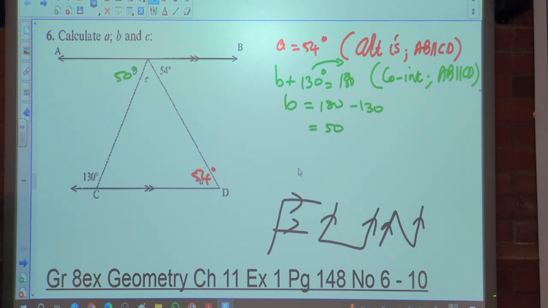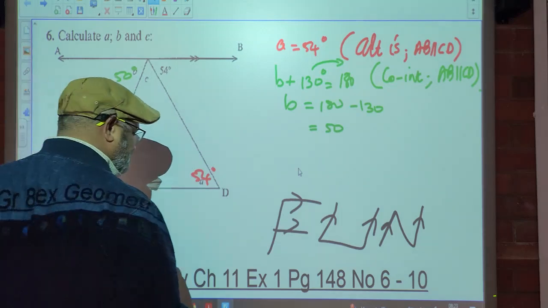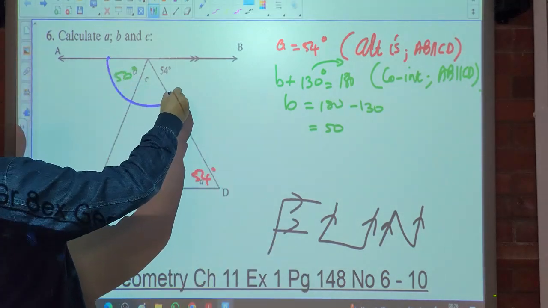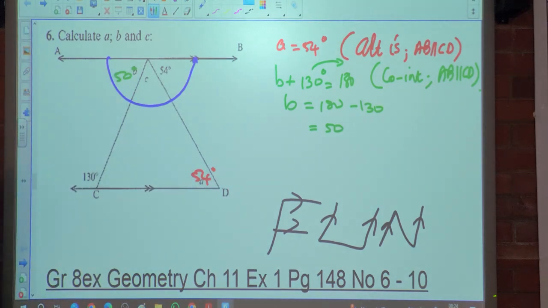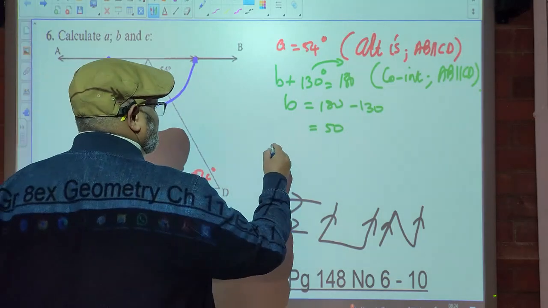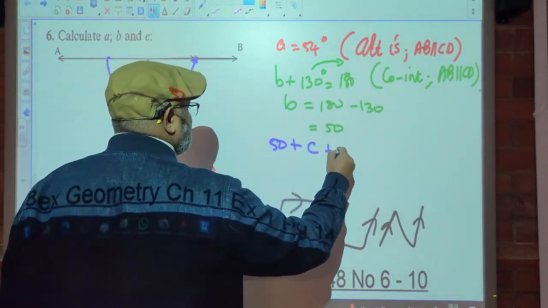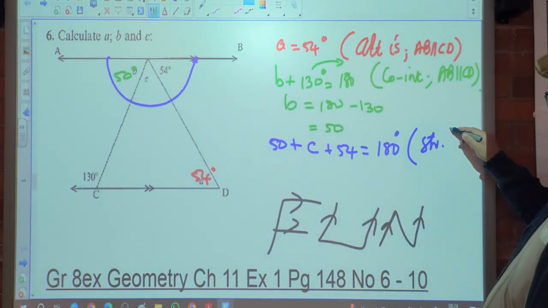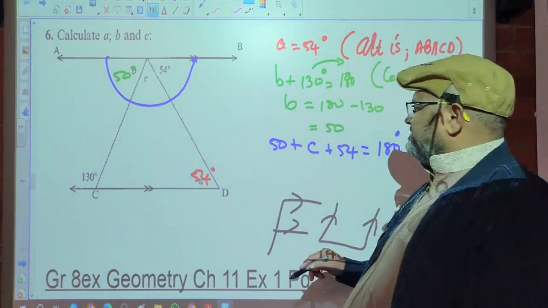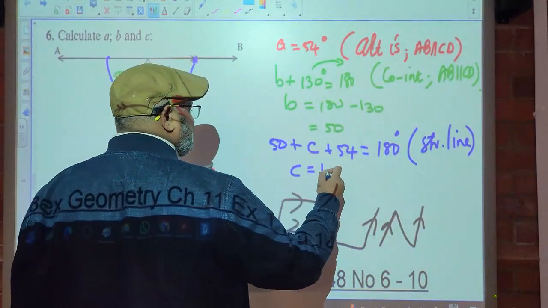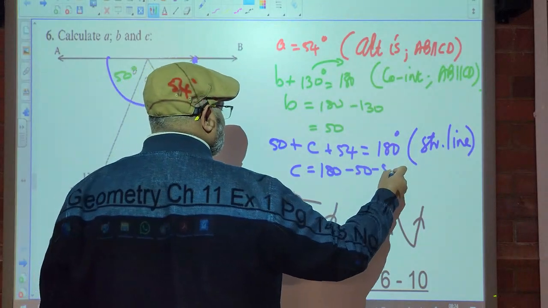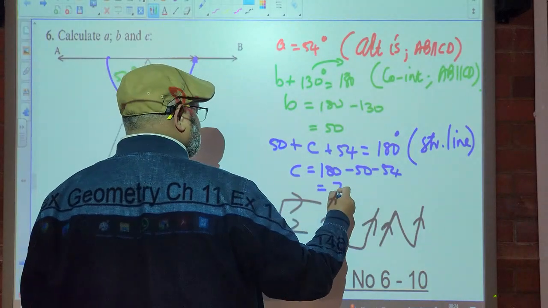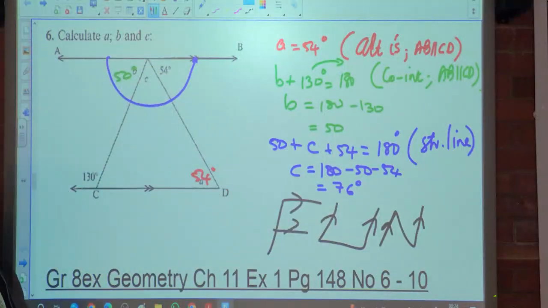Are you going to calculate C? Angles on a straight line. You all agree with that? We're going to go 50 plus C plus 54 is equal to 180. Why? Simple equation now. So C is equal to 180 minus 50 minus 54, which is 104, which is 76. Is that correct? C is 76 degrees.